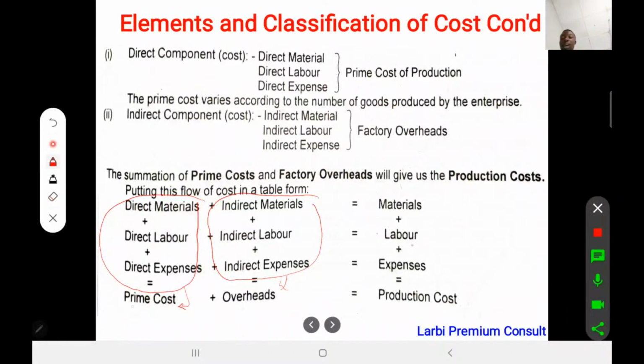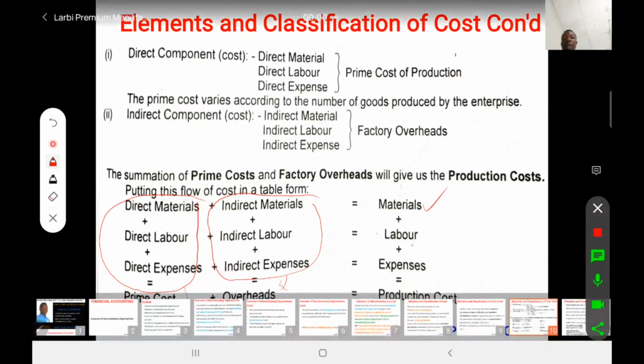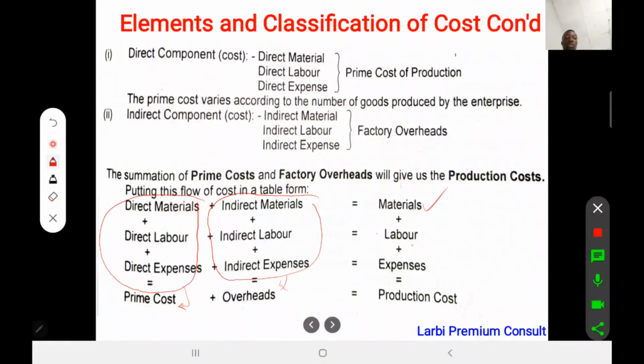You can call it direct cost or prime cost. You can also call it overhead cost or indirect cost, the total indirect cost. And then the summation of the prime cost and overhead cost results in what we call production cost. This is what I was talking about, production cost. So the summation of direct materials and indirect materials results in the cost of materials. The summation of direct labor and indirect labor results in labor cost, and the direct expense and indirect expense result in total expenses. And that's what we mean by the classification.